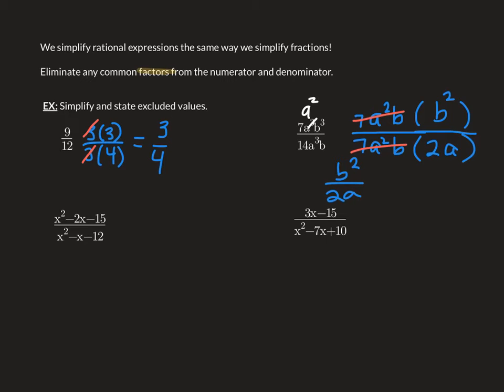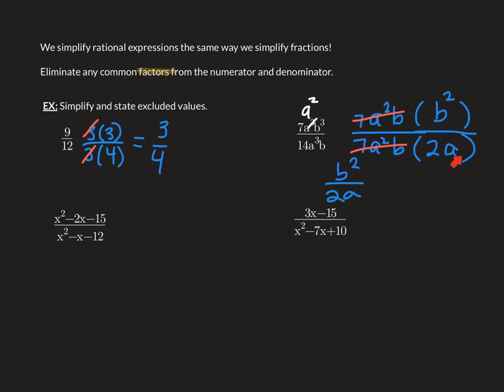Now, notice the directions say simplify and state excluded values. Well, why didn't we do that in that first problem? Why didn't I state any excluded values in this 9 divided by 12? Because let's go back and review what an excluded value is. What is it? It's a number that makes the denominator 0. Is there any way to make 4 0? Nope. So therefore I didn't do excluded values on that one. I don't need to do it.